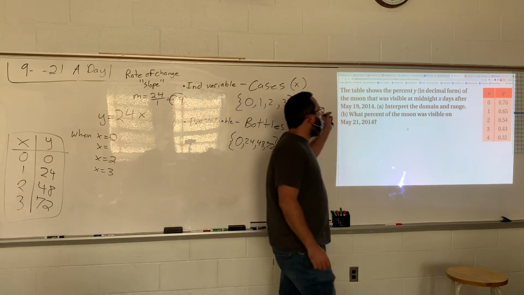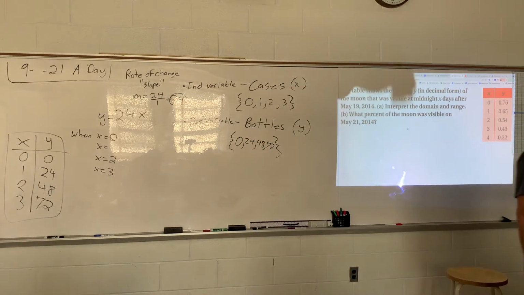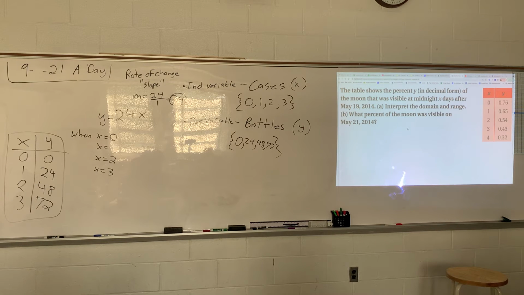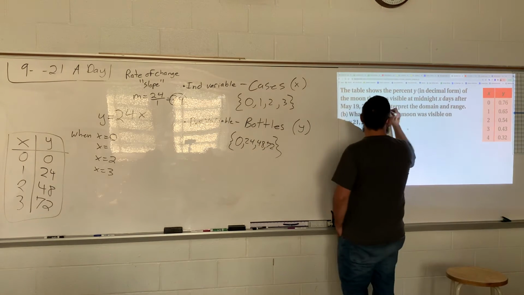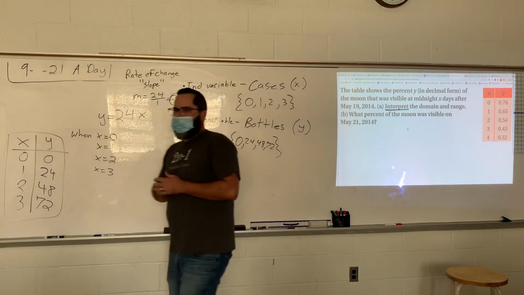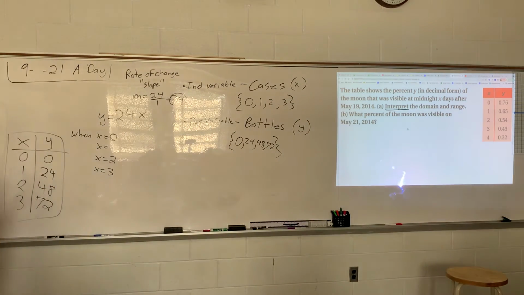Okay. All right, so this one is a little more complex. Let's walk through it together. The table here shows the percent of the moon that was visible at midnight, x days after May 19th, 2014. Our job is to interpret the domain and range. Notice how this terminology here changed a little bit. And then we are supposed to find the percent of the moon that's visible on May 21st, 2014.